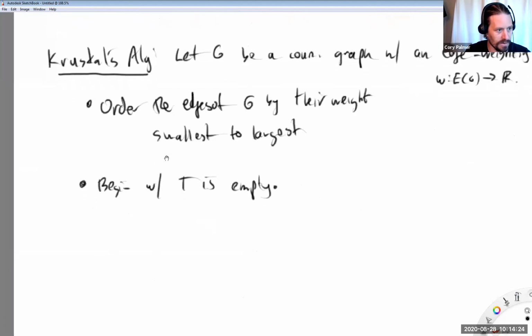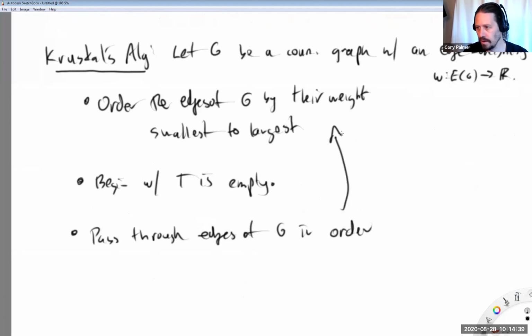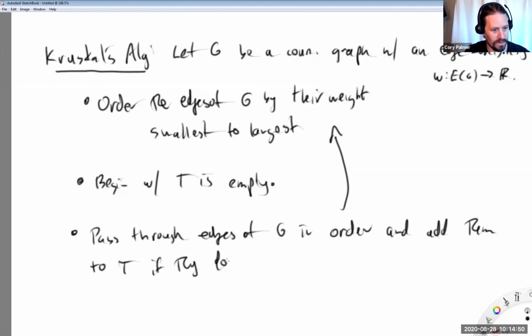Now I'm going to pass through the edges of G in order, in the order that they were given based on their weight, and add them to T if they don't create a cycle. Then we stop once we've gone through the whole list of edges. Every edge gets checked, and once an edge is checked, we either add it to T if we can, or we just jump to the next edge.